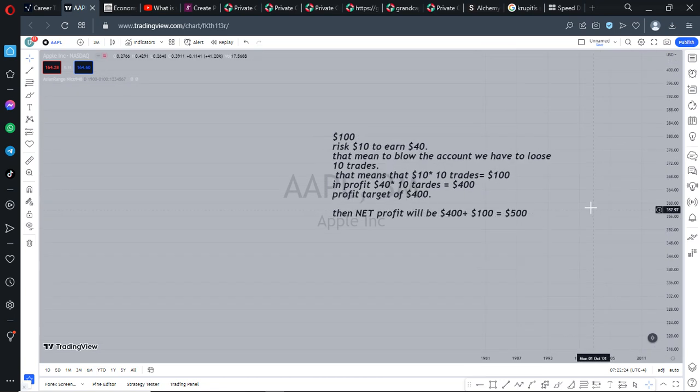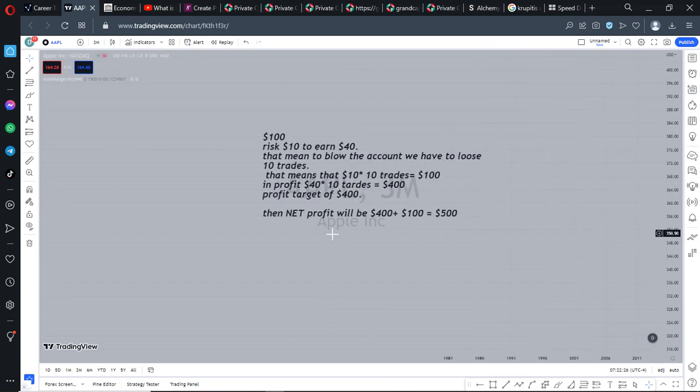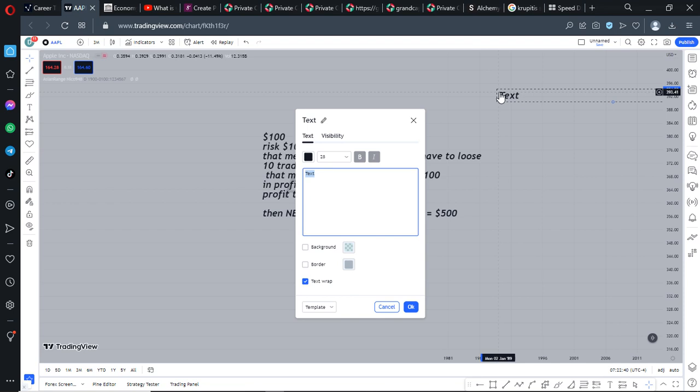Now let's talk about 10 trades and the 1:4 risk ratio. Let's just say we have 10 trades, and let's calculate. We have 7 wins and we have 3 losses.